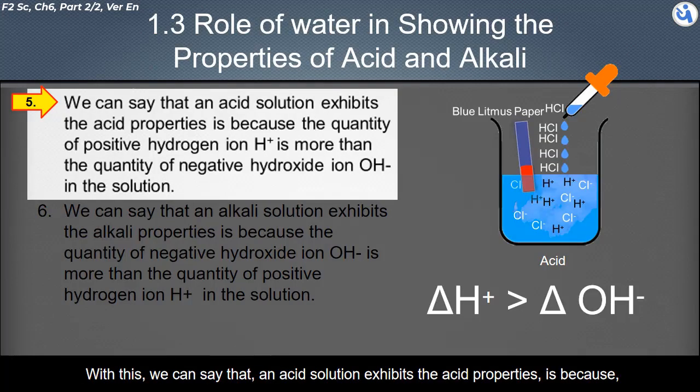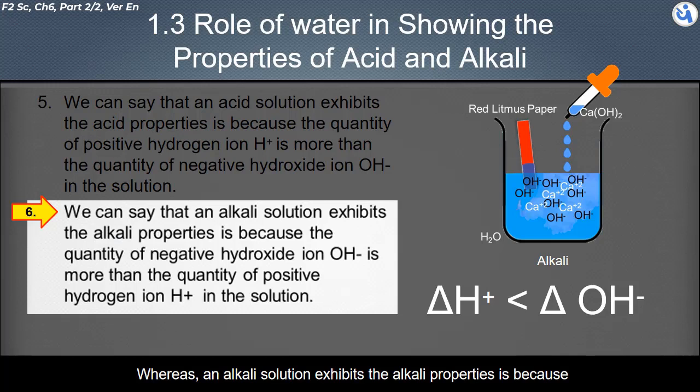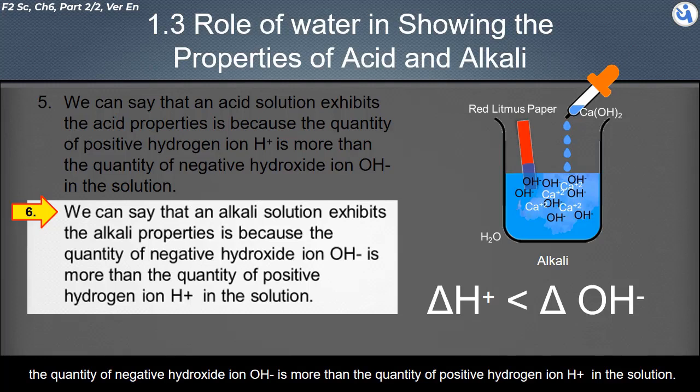With this, we can say that an acid solution exhibits acid properties because the quantity of positive hydrogen ions is more than the quantity of negative hydroxide ions in the solution. Whereas, an alkali solution exhibits alkali properties because the quantity of negative hydroxide ions is more than the quantity of positive hydrogen ions in the solution.